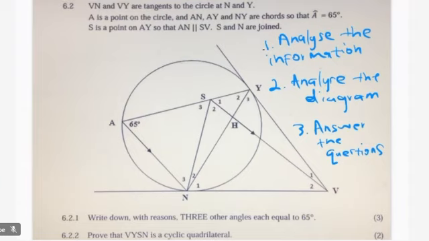So the mistake that we make, in order for us to say Euclidean geometry is difficult, the first mistake is that we do number 3 and try to do number 1 and number 2 while doing number 3. Why? Because we are scared that time is not on our side. So you go to the questions and do not analyze the information that you are given and do not analyze the diagram.